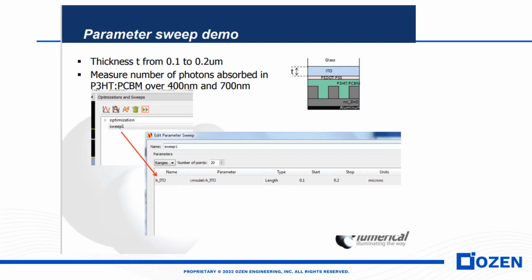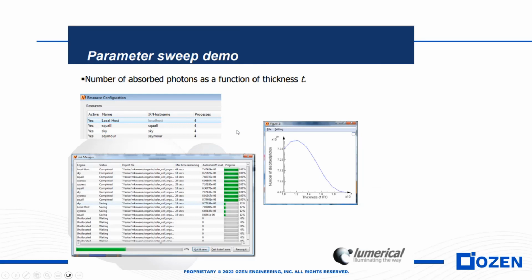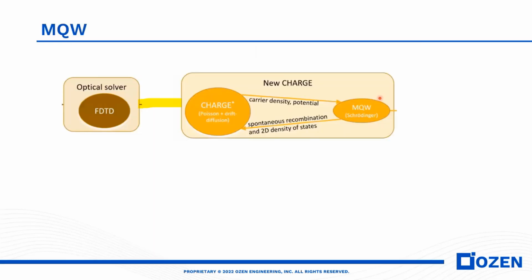We can change the parameters, for instance here, to see the effect on solar cell performance, like the thickness of ITO. I can change the thickness of ITO from 0.1 to 0.2 micrometer, and I can monitor the number of absorbed photons. You have access to the sweep and optimization module in Lumerical, and you can do some analysis.